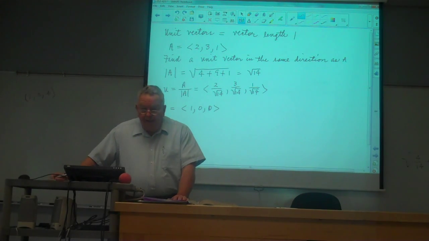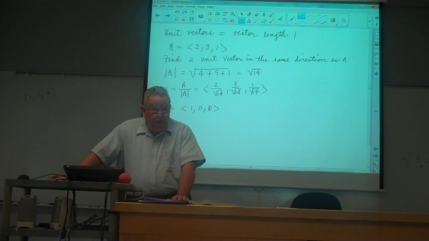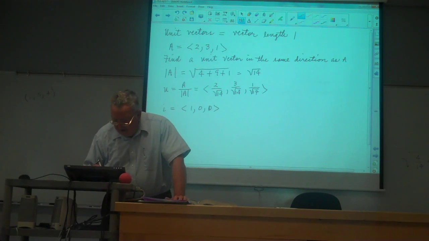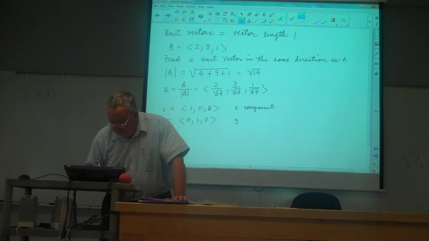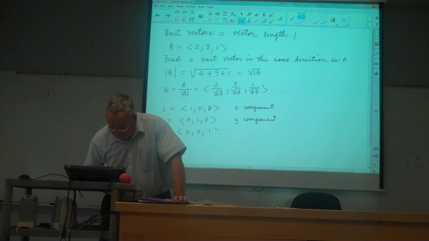Whoops. What's the length of that vector? 1. What is that vector parallel to? X. Parallel to the x-axis, right? So this is used to describe the x component. Agreed? J, I'll bet you can guess. That's a unit vector that is used to describe a y component. Okay? And K is used to describe a Z component.